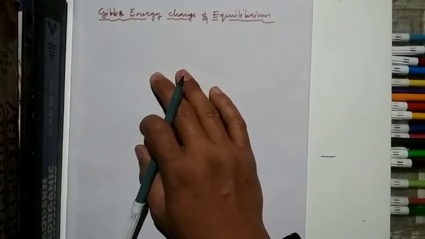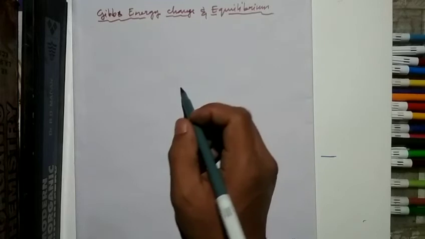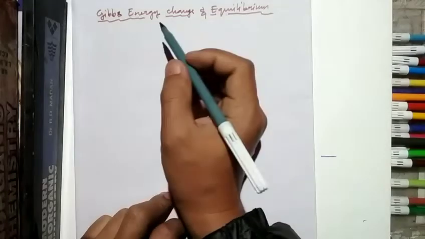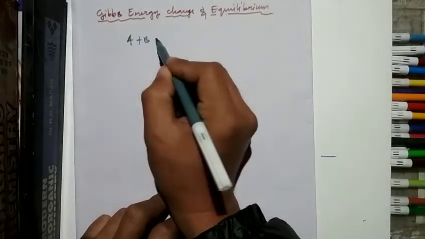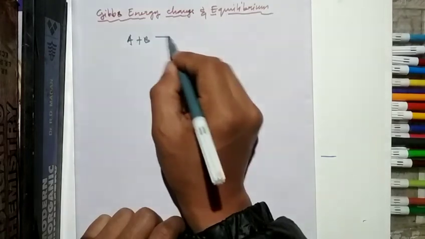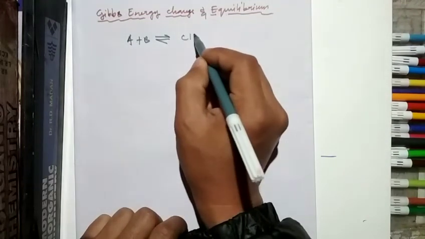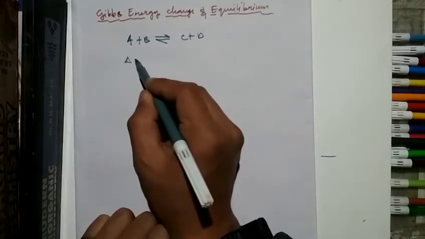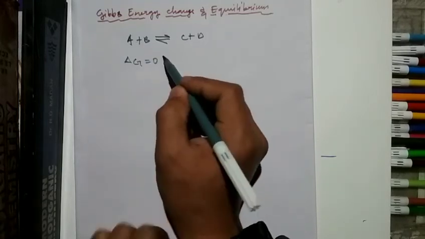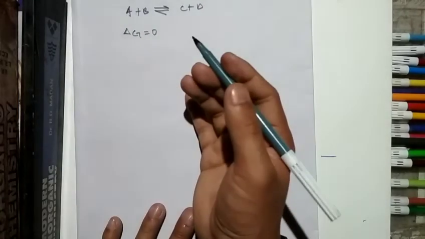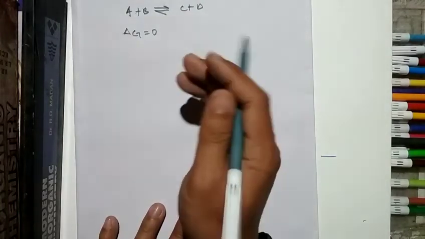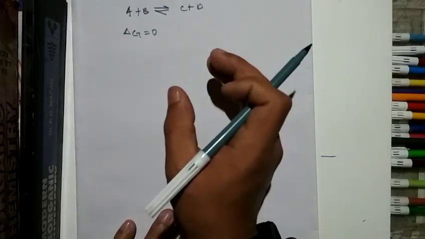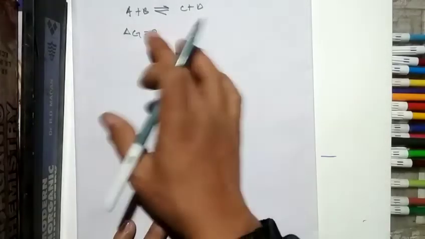Next is Gibbs energy and equilibrium. So let's consider A plus B, a reversible reaction, to give C plus D. For a reversible reaction, we know that delta G is equal to 0. For this equilibrium reaction, let's consider the reactants and products to be in their standard state.